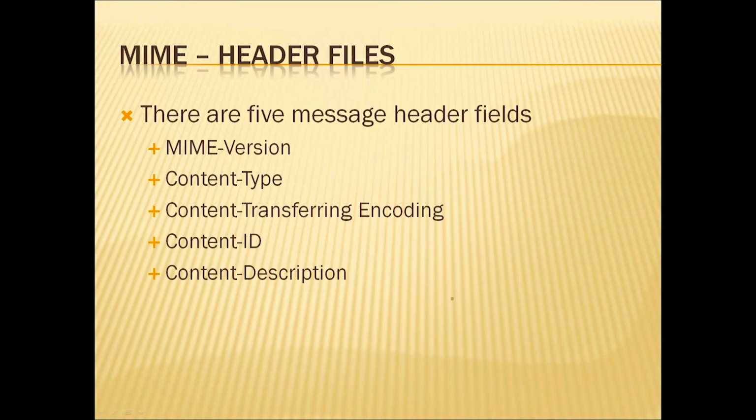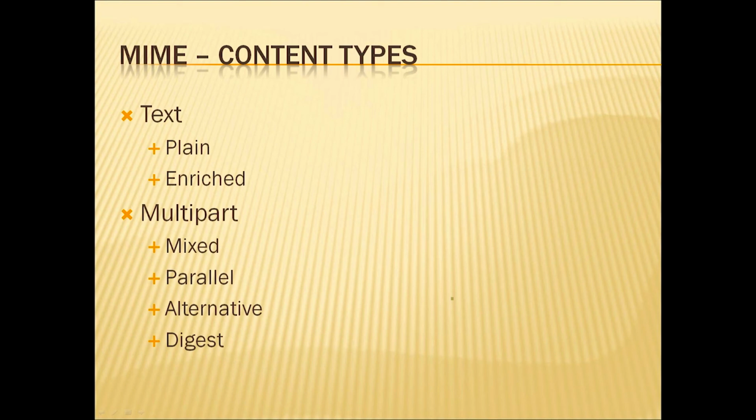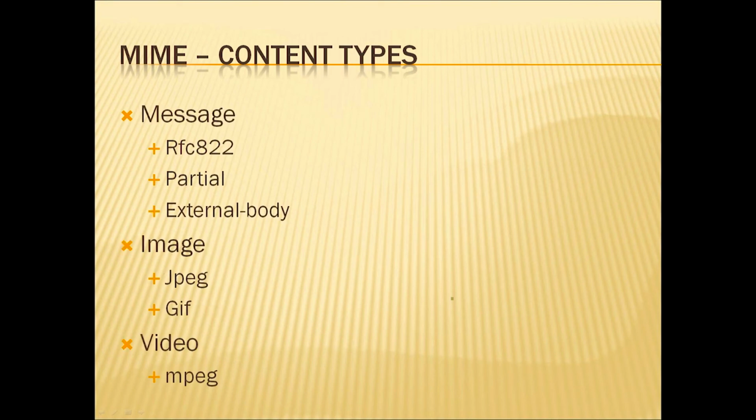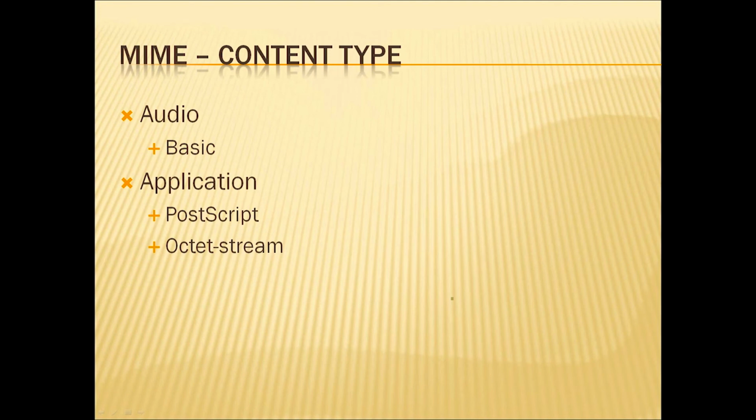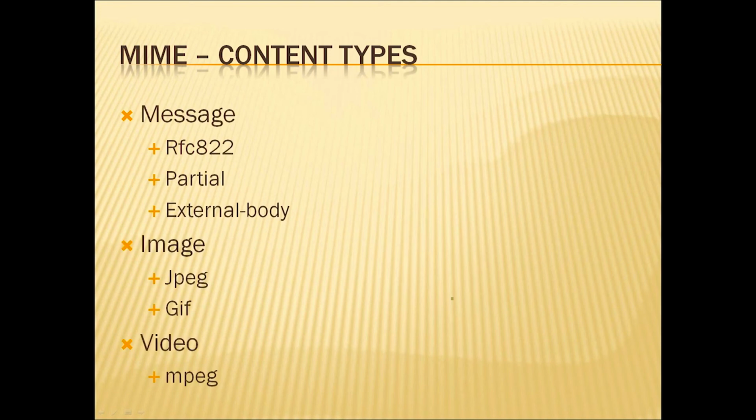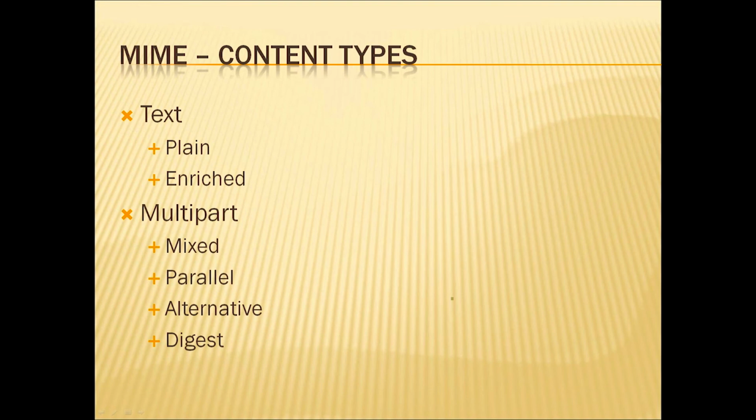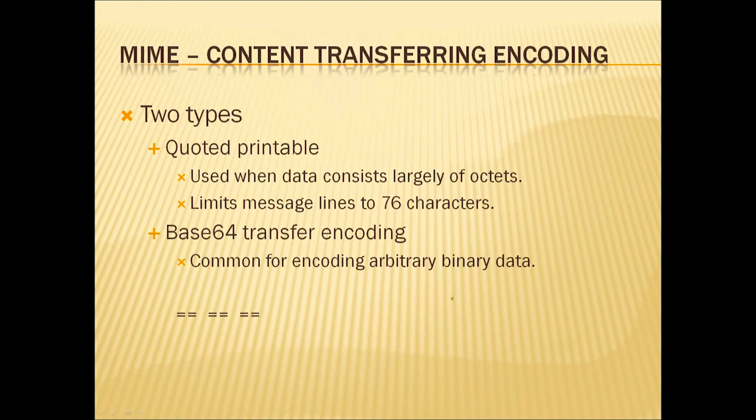So, there are 5 message header fields in MIME: the version, the content type, the content transfer encoding, ID and the description. I do not think this will be of much interest to us. So, these are the types of the contents. You see everything is there: image, video, audio, simple text, and content transfer encoding is of 2 types: quoted printable or base 64 transfer encoding.